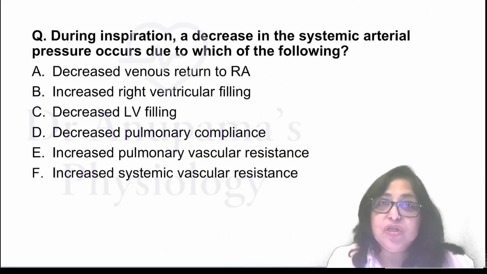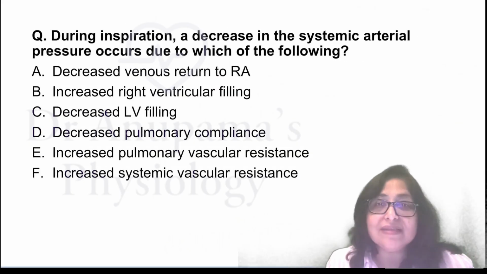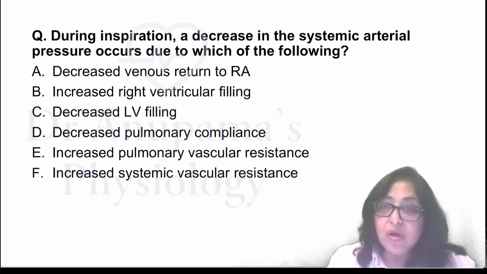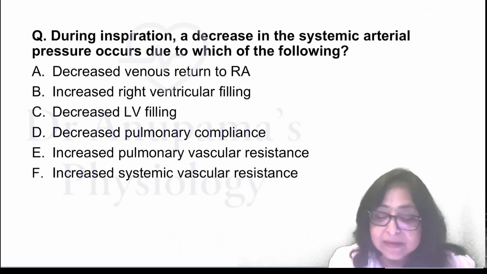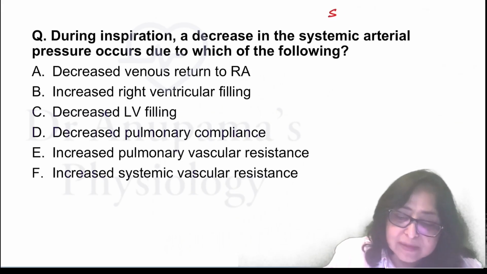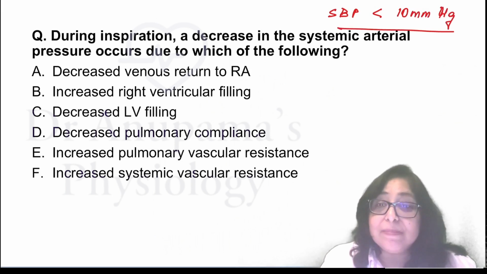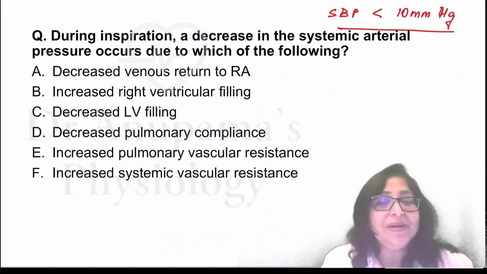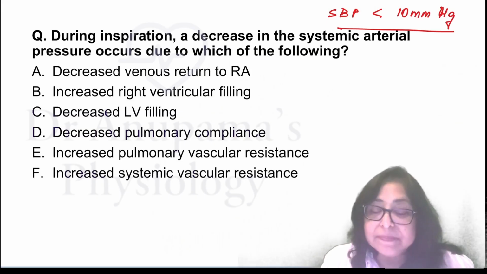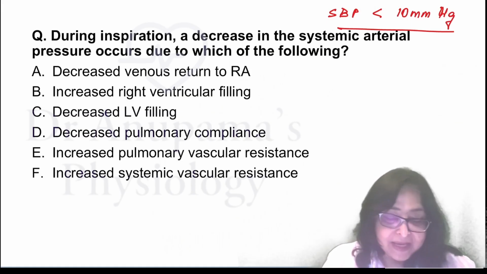Next, during inspiration, a decrease in the systemic arterial pressure occurs due to which of the following? There is a fall in the systolic blood pressure, but this fall in the systolic blood pressure during inspiration is usually less than 10 millimeters of mercury. If the fall in the systolic blood pressure is more than 10, we call it pulsus paradoxus, which is typically seen in cardiac tamponade. But this question is asking you, why is there a fall?